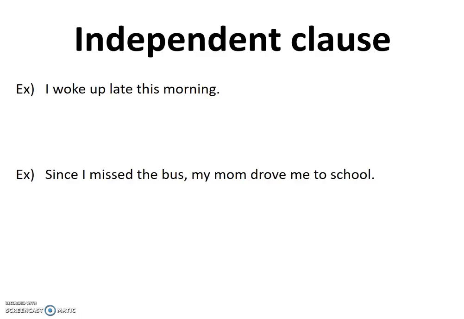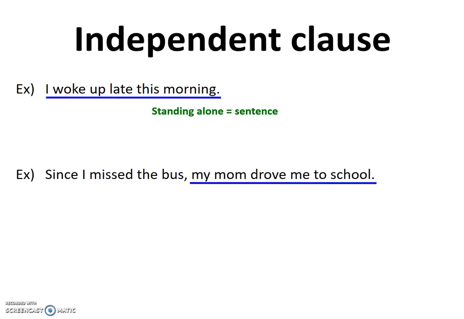The first example says, I woke up late this morning. The entire sentence is an example of an independent clause. Since it's standing alone, it equals a sentence. The next example says, since I missed the bus, my mom drove me to school. The independent clause in this sentence is, my mom drove me to school. It has been joined with another clause.